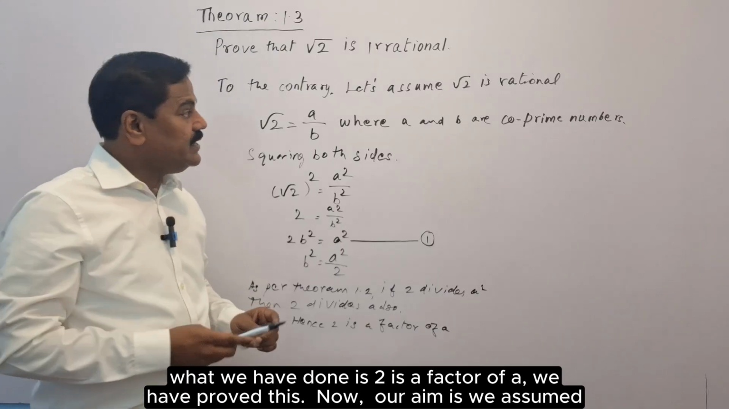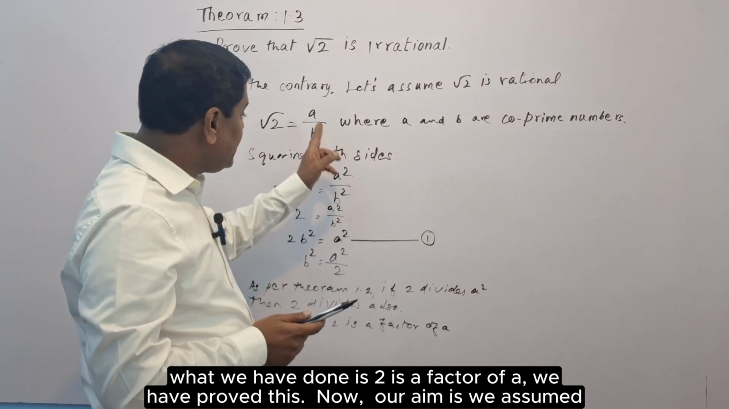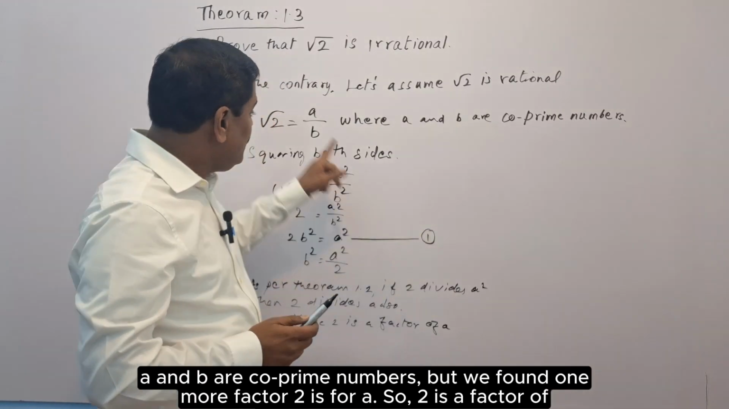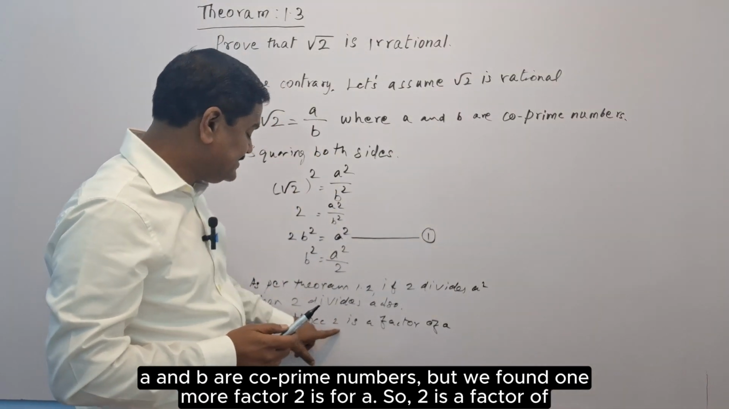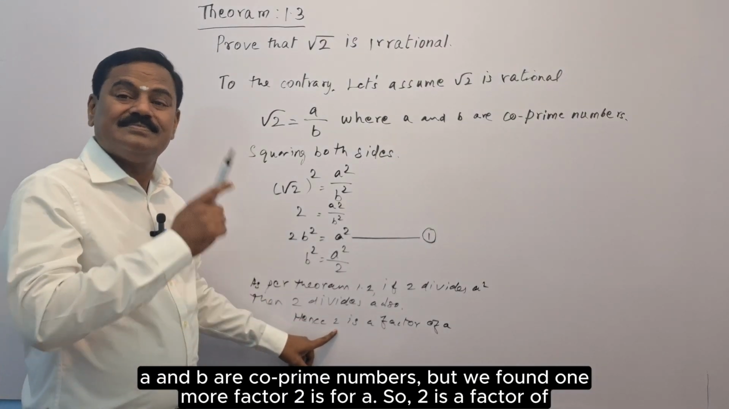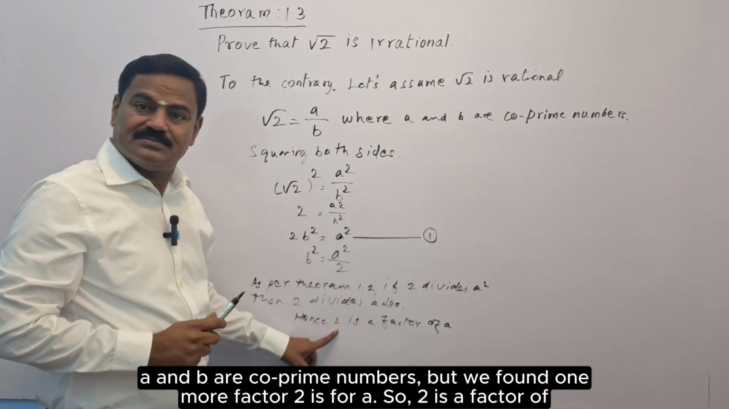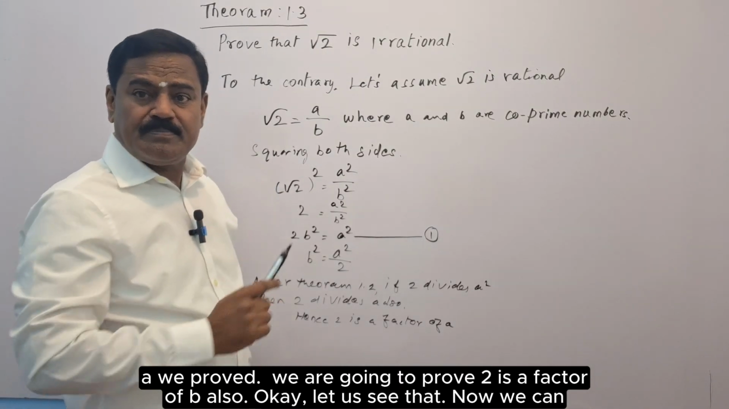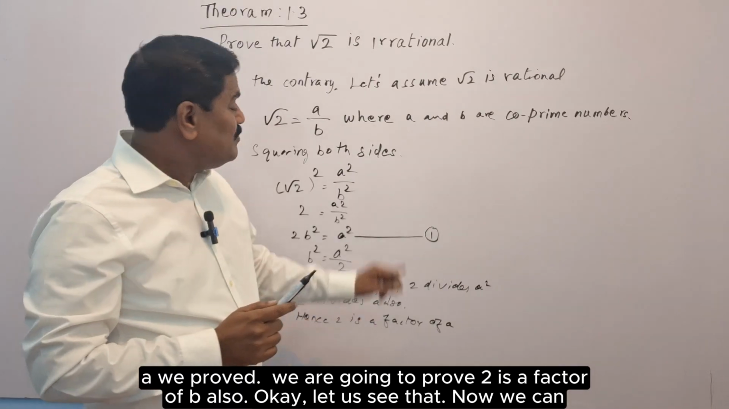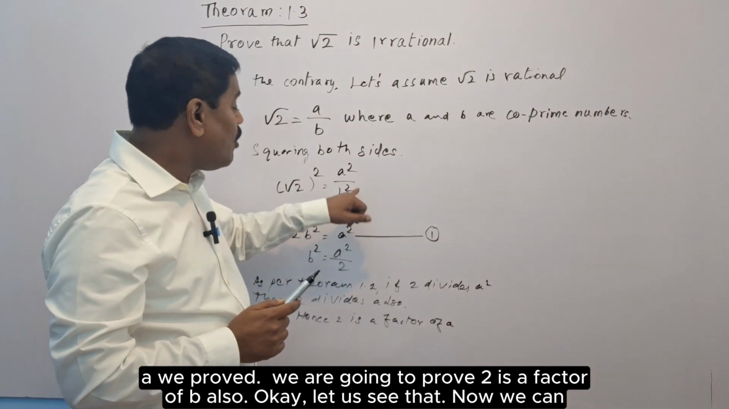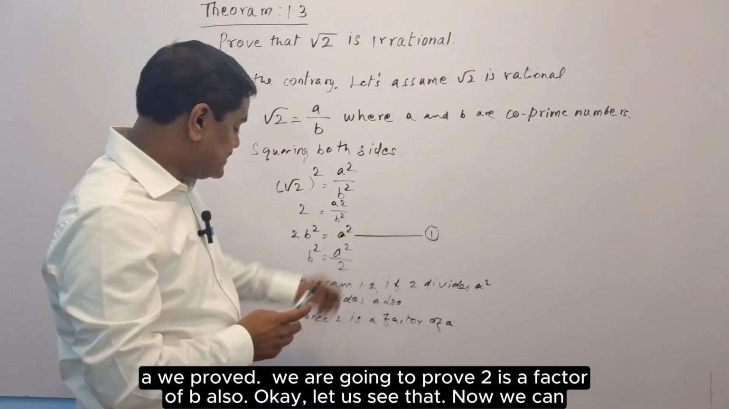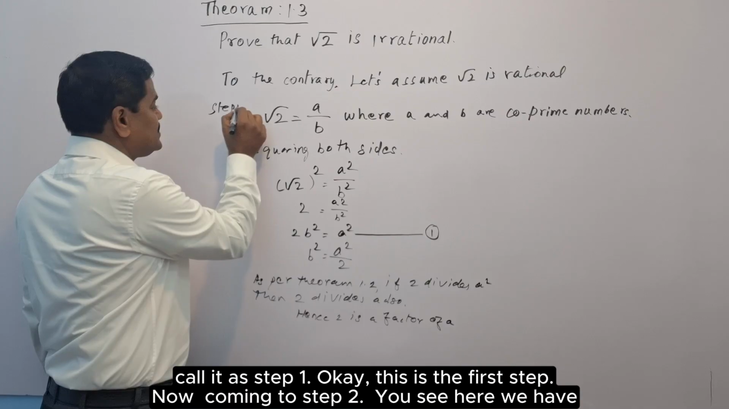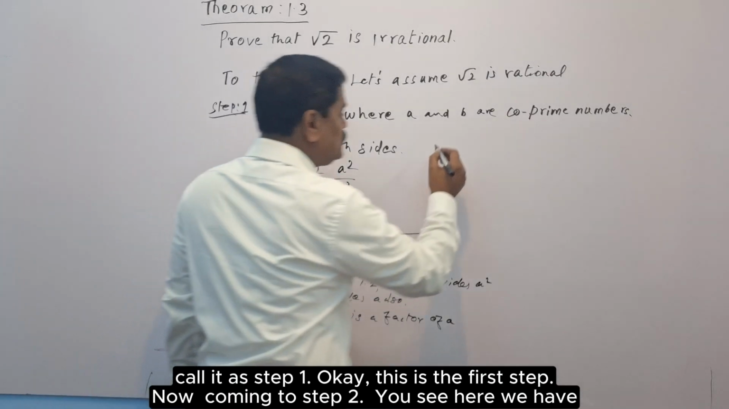Now our aim is, we assumed a and b are co-prime numbers, right? But we found one more factor, 2, for a. So 2 is a factor of a, we proved. And in the next step, we are going to prove 2 is a factor of b also. Let us see that. Now we can call this step 1, the first step. Now coming to step 2.